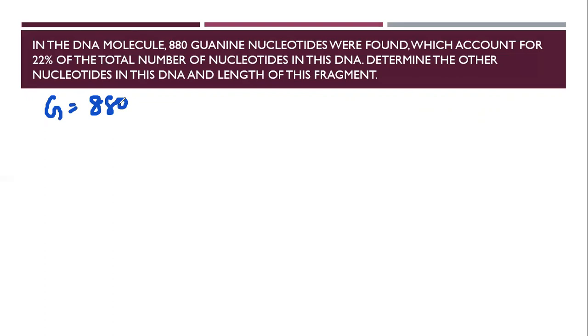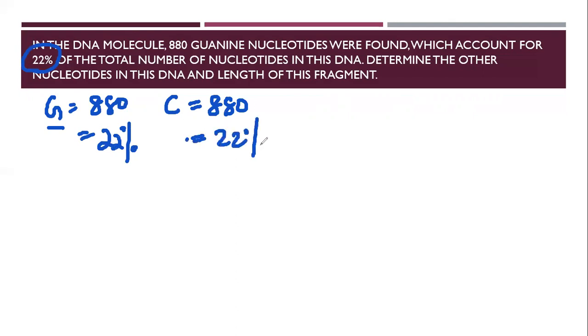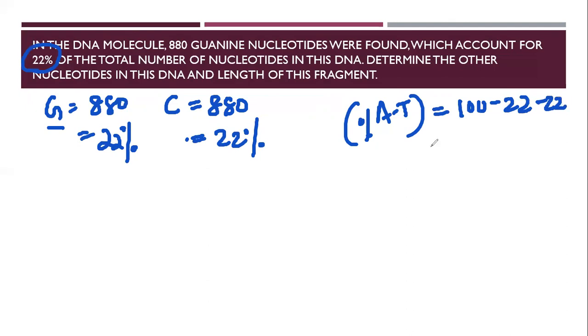Yes, Pratima? Whenever we talk about guanine, I should also know C is how much then? Cytosine. Same. How much? Same. Okay, 880. I also know that guanine is 22 percentage. So it means cytosine is also 22 percentage. What about then A and T? It is going to be 100 minus 22 minus 22. Agree?